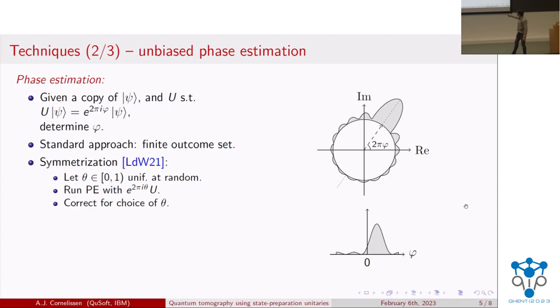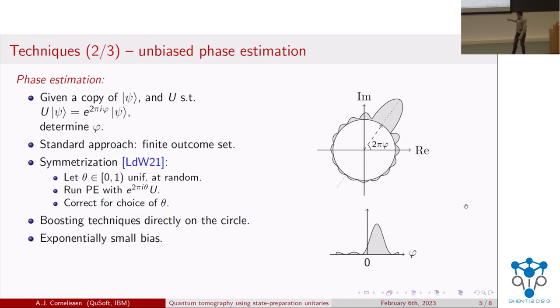If you want to estimate phi individually, then you have to cut open the circle somewhere, so you have to do some extra tricks. You do some amplitude boosting by running this several times and taking the median of the outcomes and so on. But these are all classical tricks. If you do that, you get an exponentially small bias from opening the circle somewhere.